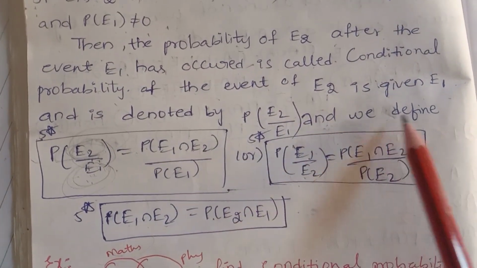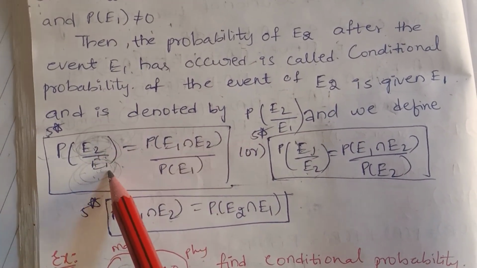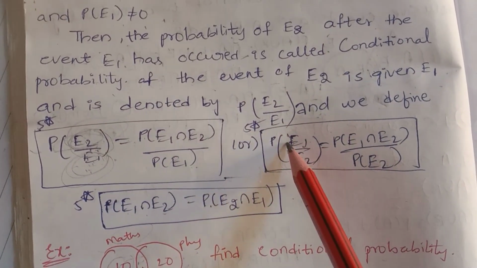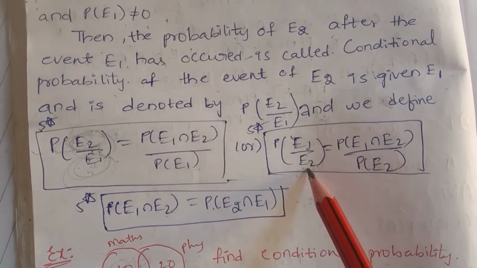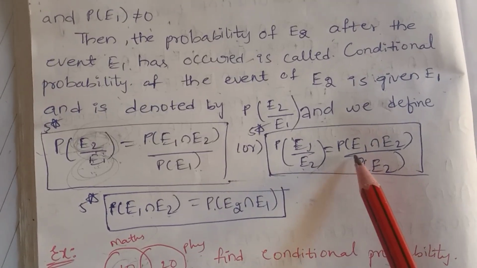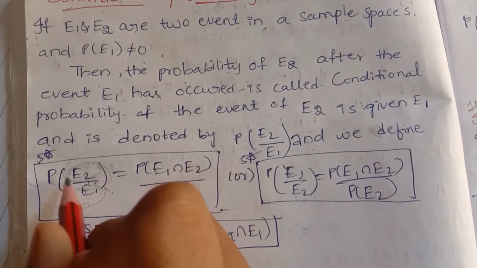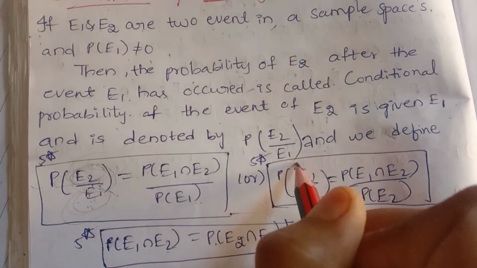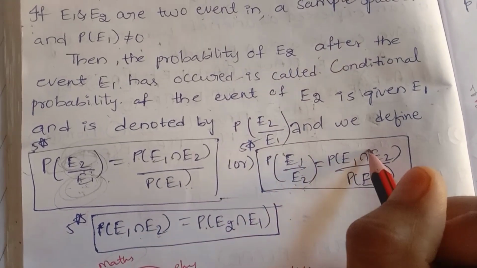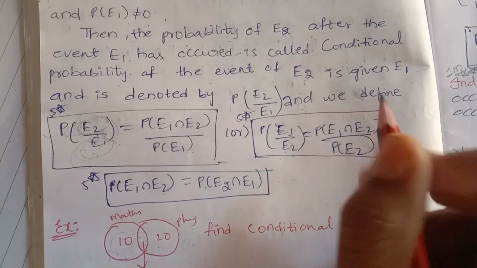We define P of E2 by E1 equals the probability of the intersection in the numerator divided by the probability of the denominator event, or P of E1 by E2 equals the intersection of these two events in the numerator by the probability of E2. This is the conditional probability formula. Simply, E1 and E2 are two events with a probability, and taking the common terms in the numerator and calculating the probability with a denominator term is known as conditional probability.